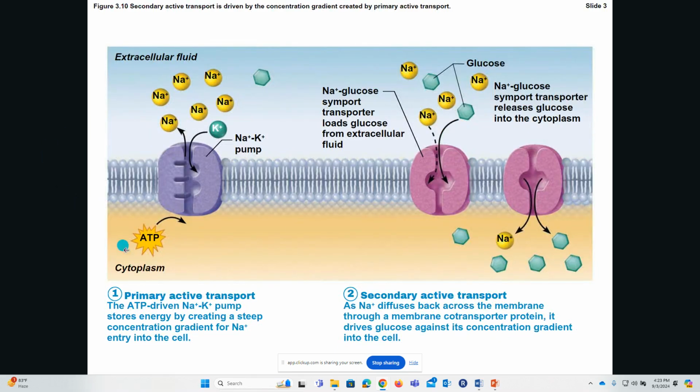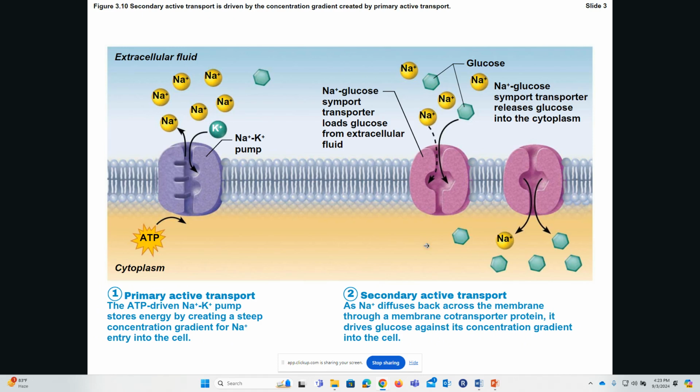So here, primary active transport has created a high concentration of sodium outside the cell, which naturally wants to leak back into the cell from high to low concentration. If, for example, in this symporter, it also brings glucose with it because both fit, that's utilizing this high to low process or movement of sodium created by primary active transport to bring something else from low to high concentration.